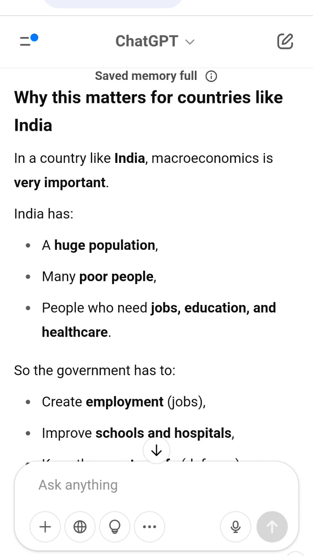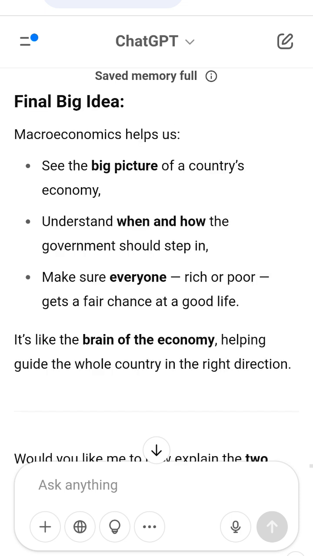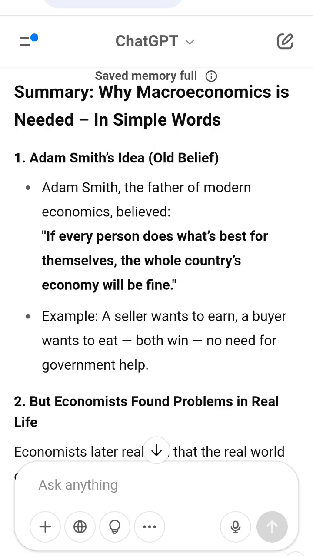How is macroeconomics linked to microeconomics? Microeconomics studies small parts: one person, one business, one market. Macroeconomics studies the whole economy, but macro uses the small parts, micro, to understand and fix big problems.